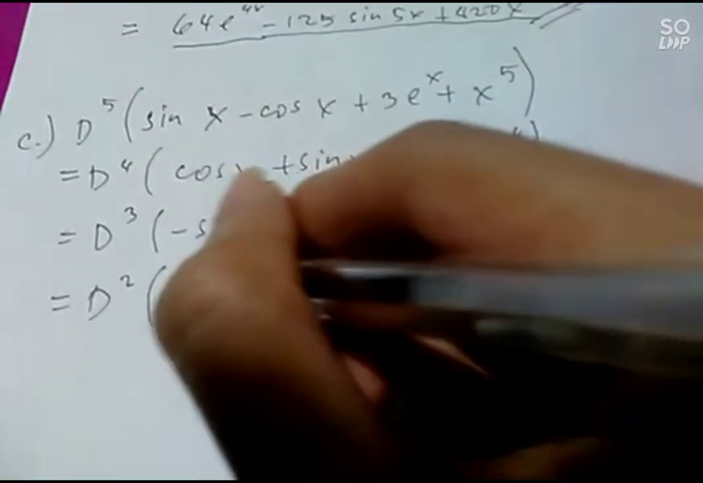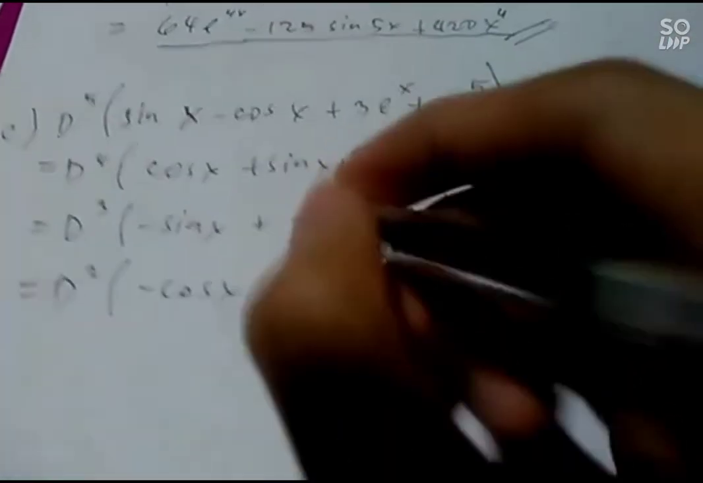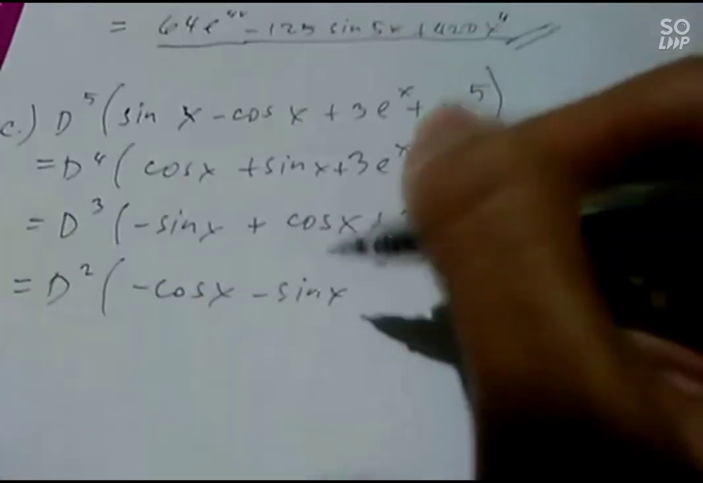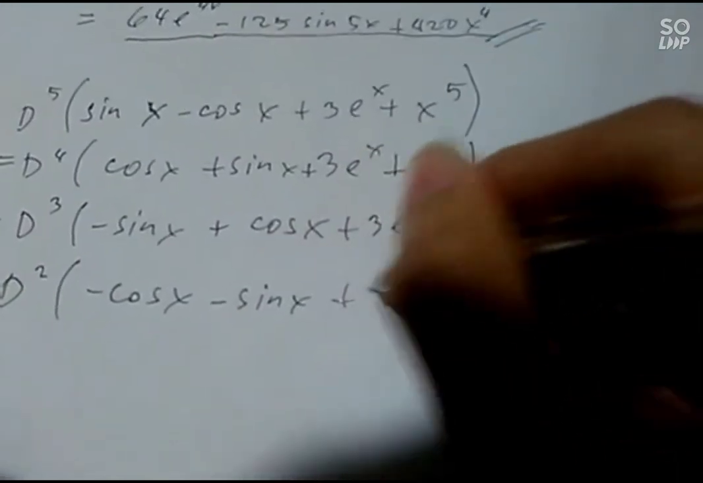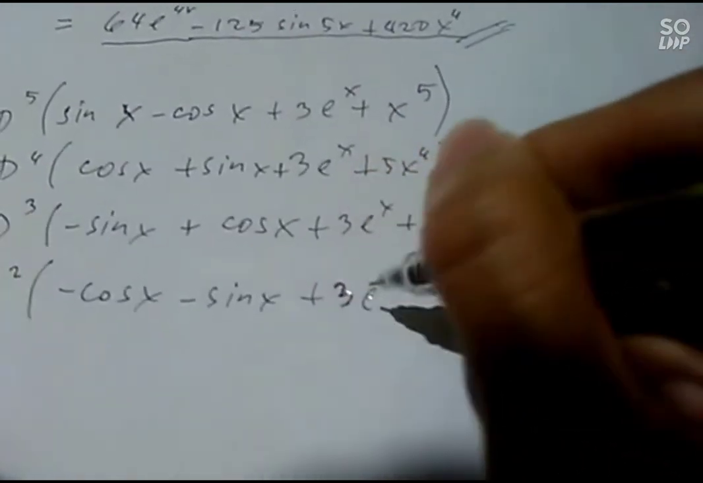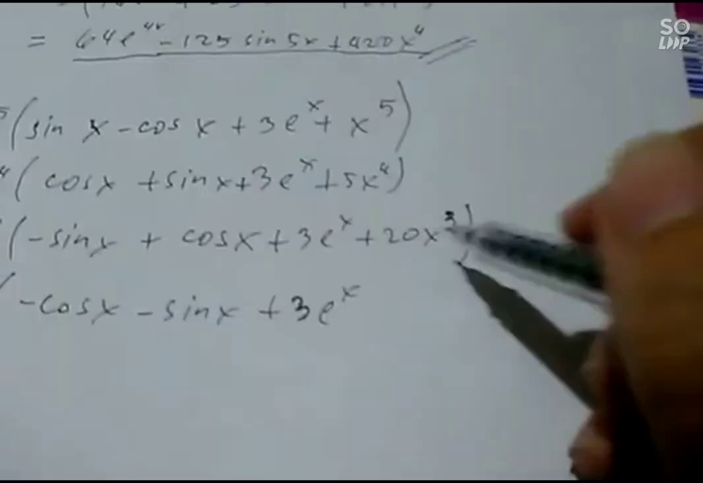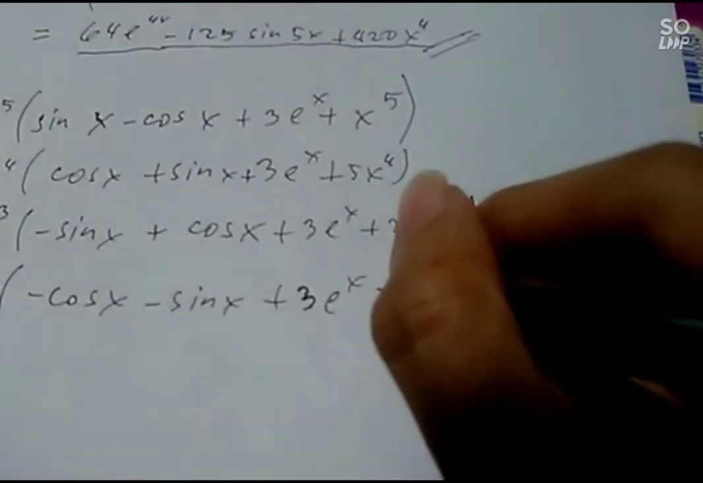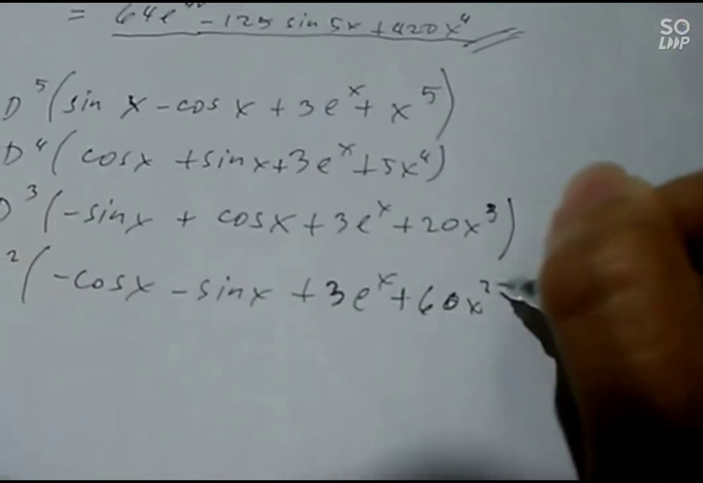Then for the third derivative, the derivative of negative sine of x equals negative cosine x. Then for the positive cosine x, it equals negative sine of x. Then for the 3e raised to x, it equals positive 3e raised to x. Then the derivative of 20x raised to 3 equals positive 60x squared.